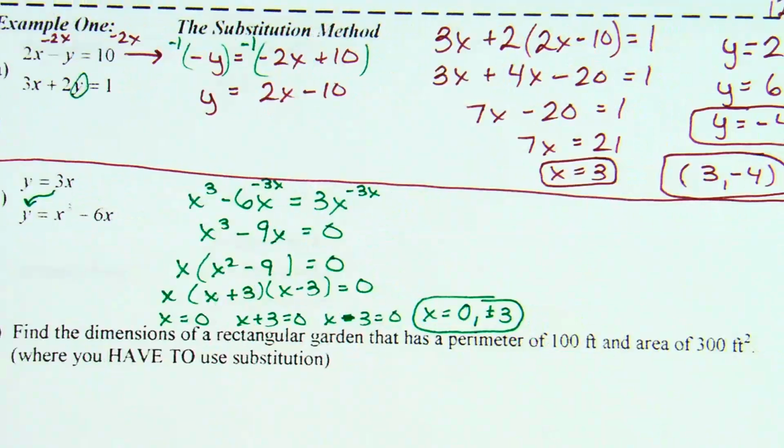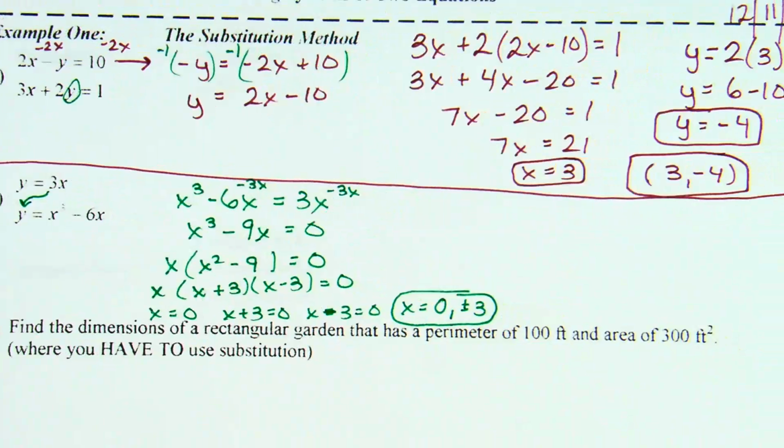Okay. The other option, if anyone chose to go that way, you would have set x equal to 0 and x squared minus 9 equals 0. We could have added the 9 and square rooted. Now what?